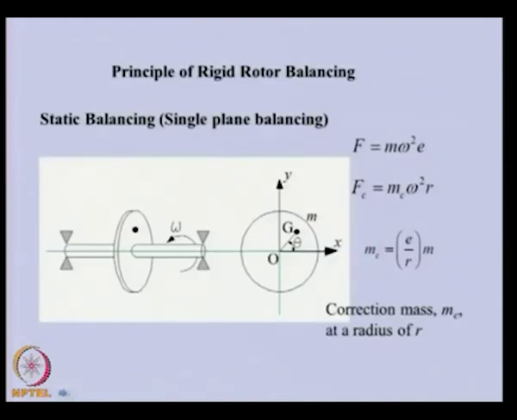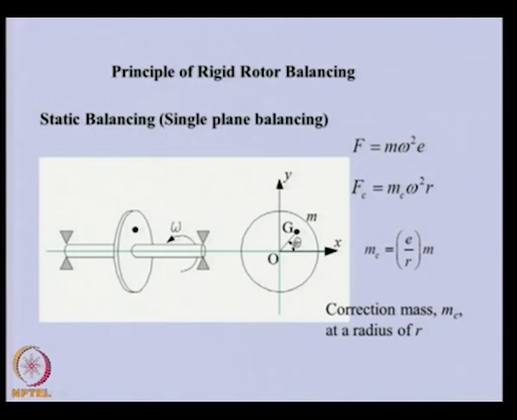Now, coming to the principle of rigid rotor balancing. For single plane balancing, as we discussed earlier, we can balance this by a single mass if we keep it opposite to this unbalance. The actual unbalance is m e, and if we multiply it by omega square, that will be the force. So, this is the unbalanced force because of an eccentric mass.